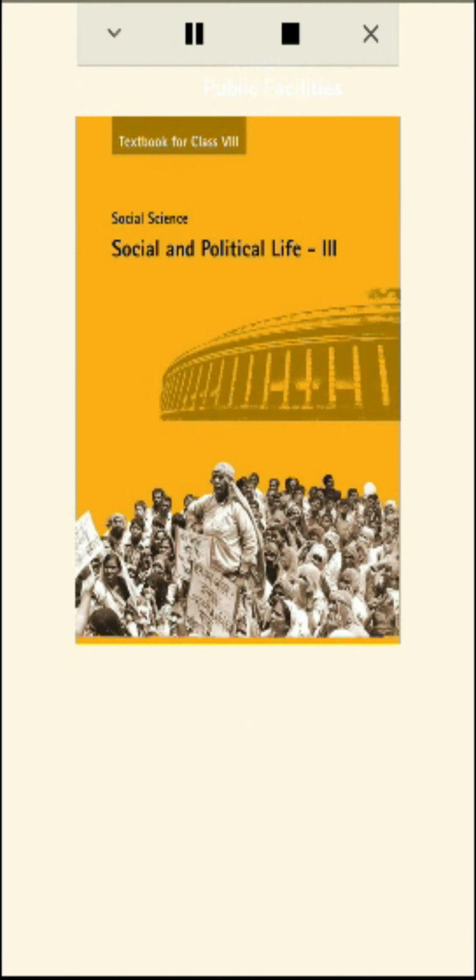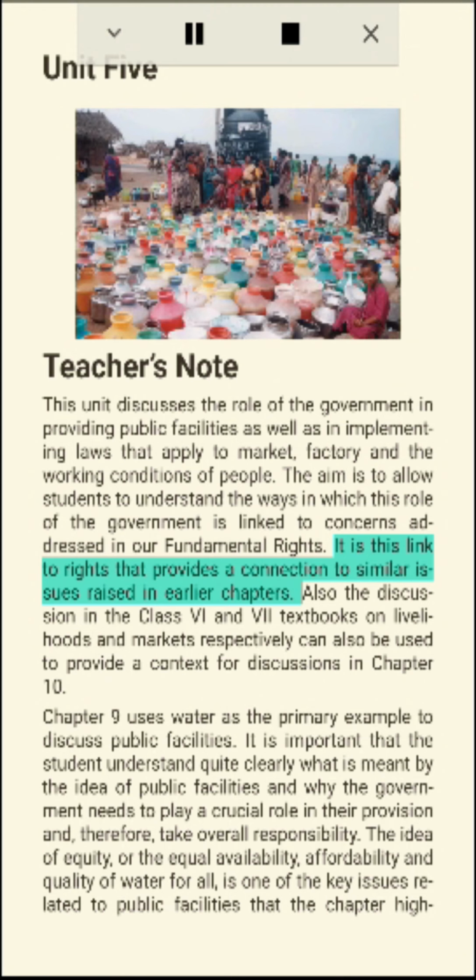This unit discusses the role of the government in providing public facilities as well as in implementing laws that apply to market, factory and the working conditions of people. The aim is to allow students to understand the ways in which this role of the government is linked to concerns addressed in our fundamental rights. It is this link to rights that provides a connection to similar issues raised in earlier chapters.